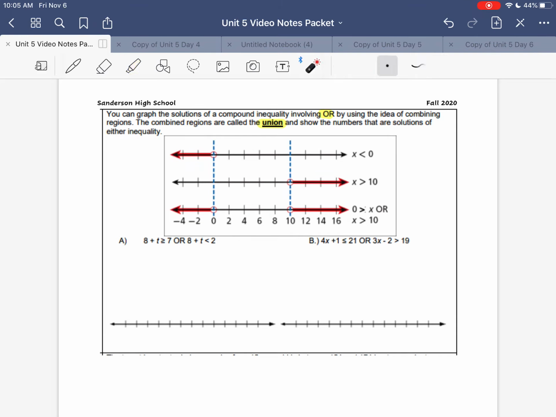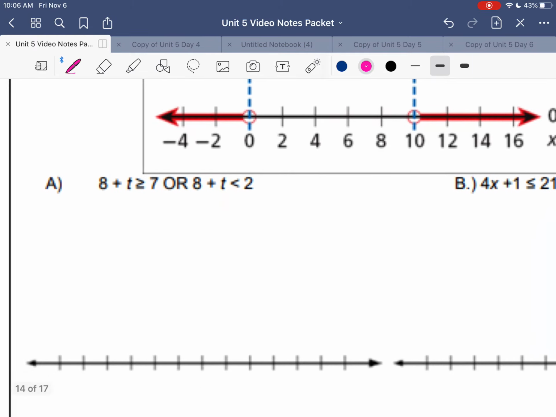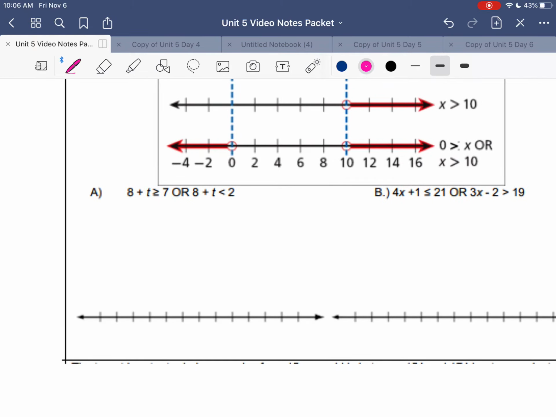So in this example, they've got x is less than 0, so that would be right there going that way. x is greater than 10 would be going this way. If we put that or in the middle, we can have the less than 0 part or the greater than 10 part. So we have 2 different sections to our number line. So we'll solve these just like we did before. With the or ones, they will have the word in there for you.